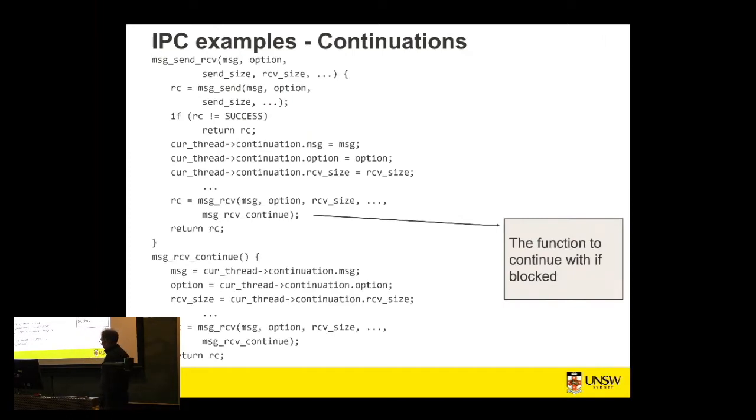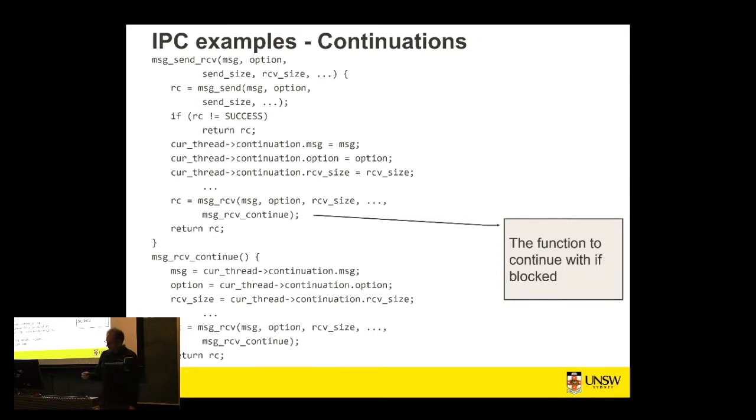Let's have a look at the continuation model. Okay, same message receive, same set of arguments, same send that we're going to assume always succeeds and never blocks. And then same check. Let's assume that we've got a successful send. Now we're going to call a message receive that is potentially blocking. Okay, it may not succeed.